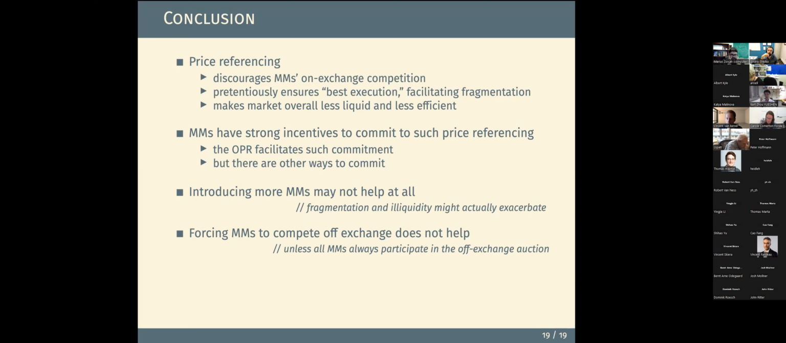So let me think about the timing of the orders and when the referencing happens in practice. So the model itself is static, because I'll first talk about the model. The model itself is static. So both the on-exchange price and off-exchange price are determined at the same time. So it itself doesn't have this sequentiality.